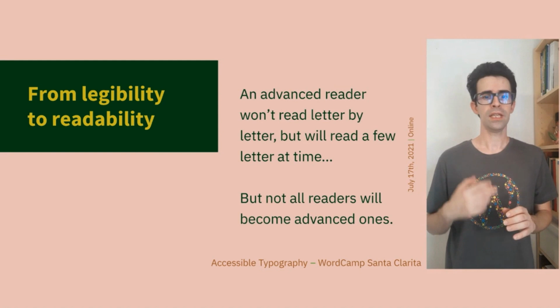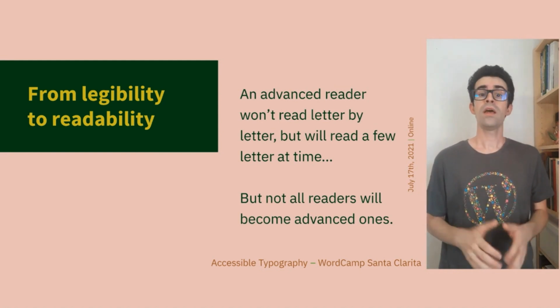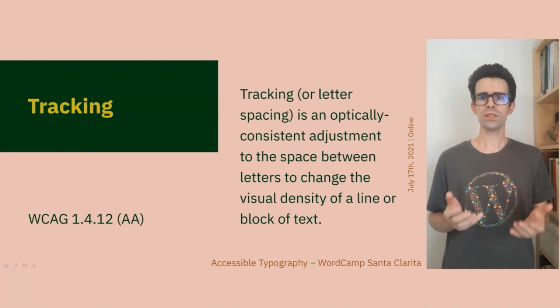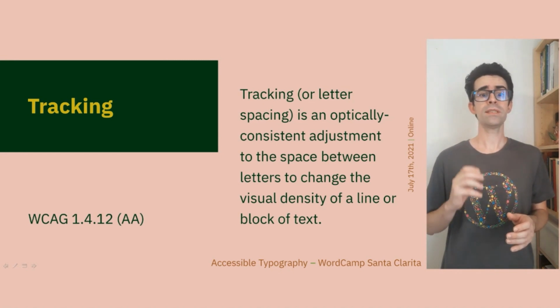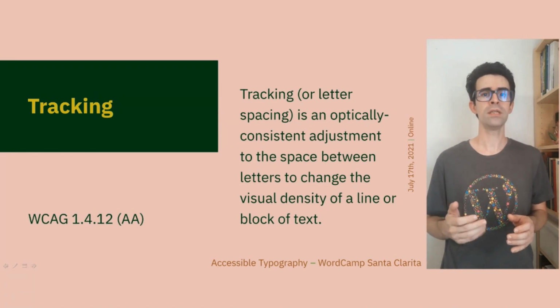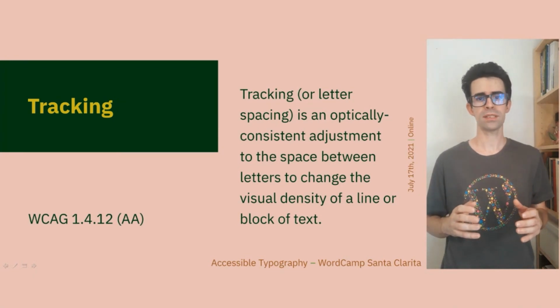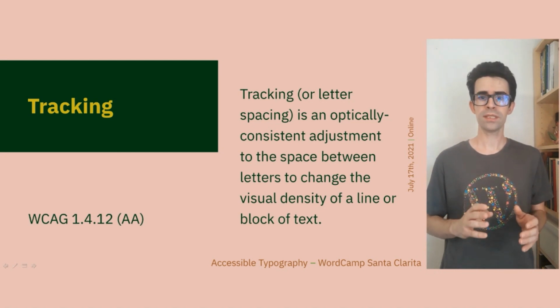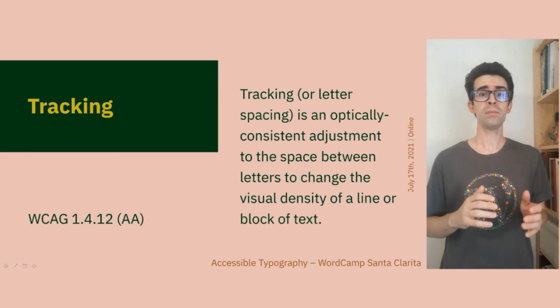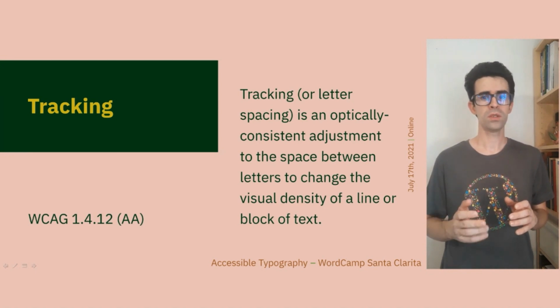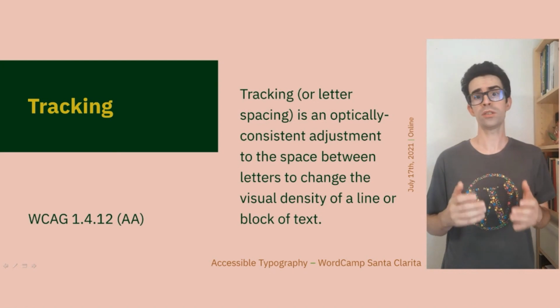In such situations, legibility has precedence over readability. This is when tracking, which is also known as letter spacing, comes to the rescue. What is it? Tracking is an optically consistent adjustment to the space between letters, which helps in changing the visual density of a line or block of text. This means that you can increase or decrease tracking by adding or subtracting white space between letters. Reducing the space between letters is what I did in the slide about the various IBM Plex Sans fonts, where I reduced tracking to get the even more condensed font, which, as I said, was actually not a different font.